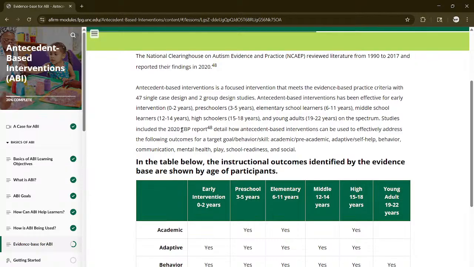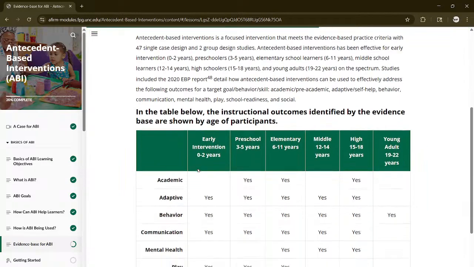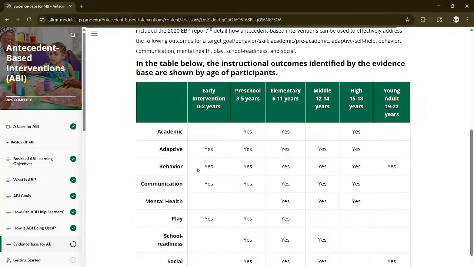Studies included in the 2020 EBP report detail how antecedent-based interventions can be used to effectively address the following outcomes for a target goal, behavior, skill: academic, pre-academic, adaptive, self-help, behavior, communication, mental health, play, school readiness, and social. Below is a table with the instructional outcomes identified by the evidence base, shown by age of participants.